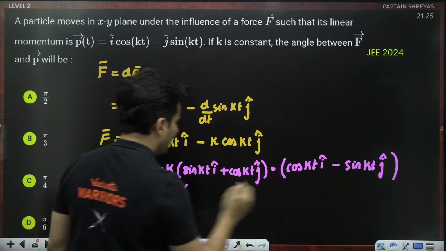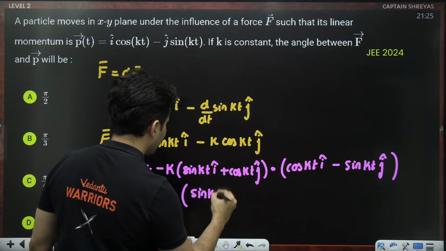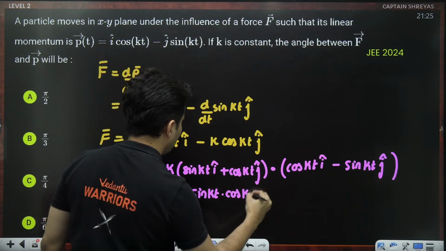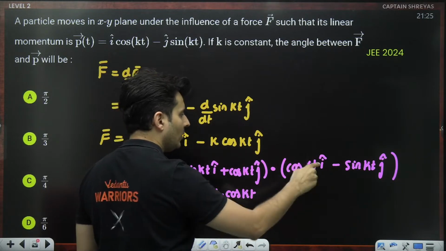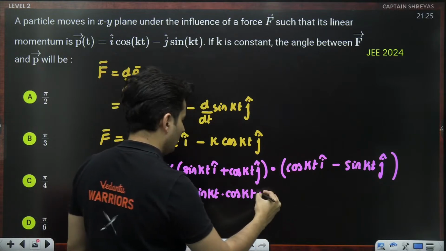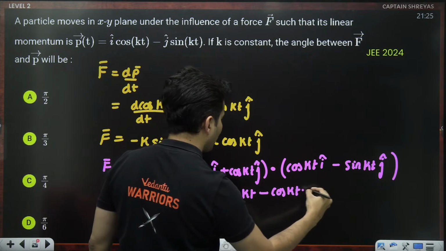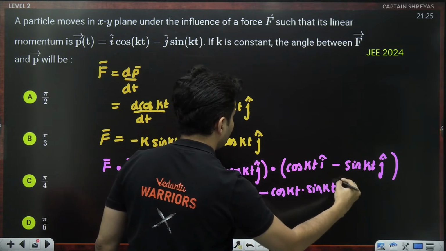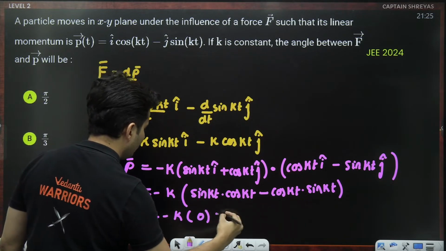i cap with i cap is 1, sin kt into cos kt I will get over here, the first term. j cap into j cap is 1. Remember, i dot j or j dot i will be 0, so don't multiply that. So cos kt into sin kt with a negative sign. So it will be cos kt into sin kt. The best part, these two terms are equal, so it is 0. So minus k multiplied by 0 is 0.